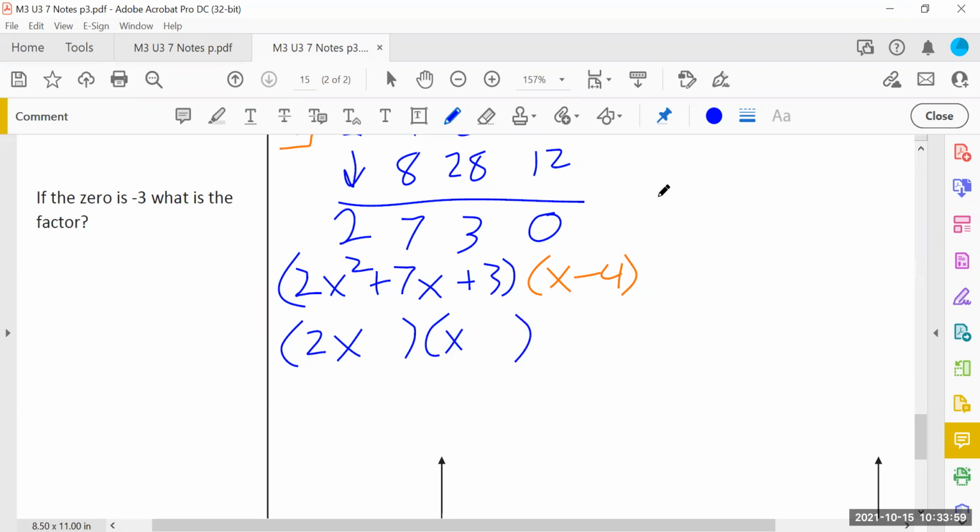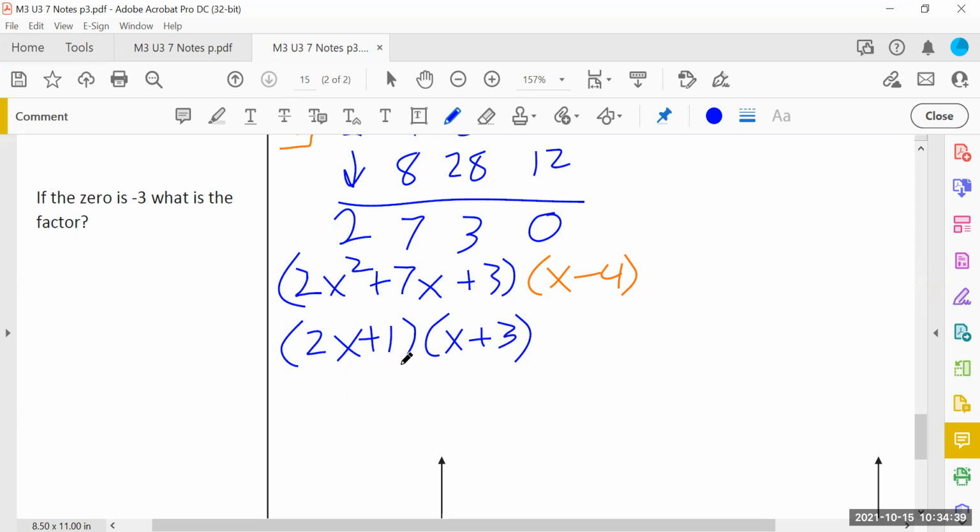What's the only way to multiply to make 3? 3 times 1. So all we have to do is figure out where to put the 1 and where to put the 3. We've only got 2 options. I can put the 3 here and the 1 here, but it's not going to work. 2x times 1 is 2x. 3 times x is 3x. 2x plus 3x makes 5x, not 7x. So let's try again. Put the 1 here and the 3 here. 2x times 3 is 6x. 1 times x is 1x. 6x plus 1x makes 7x. Does that make sense?